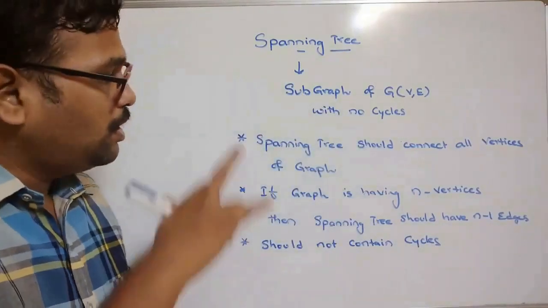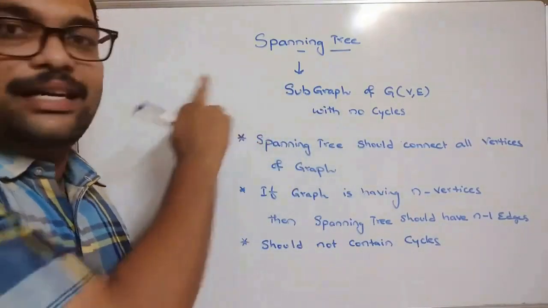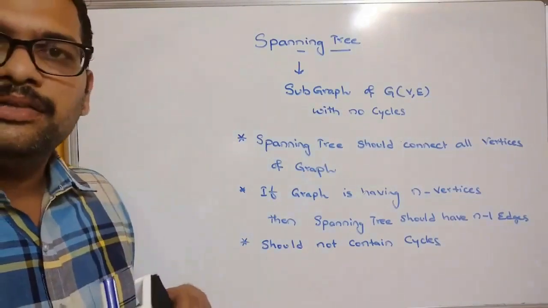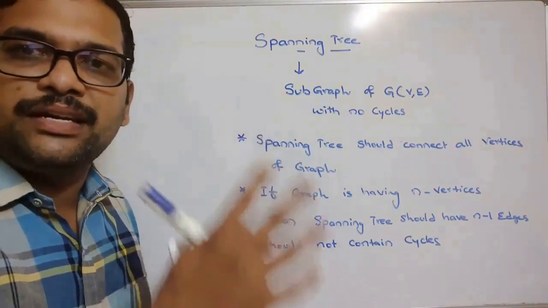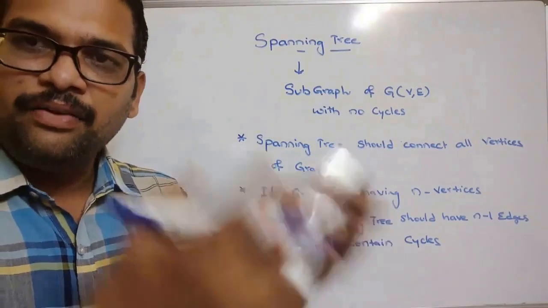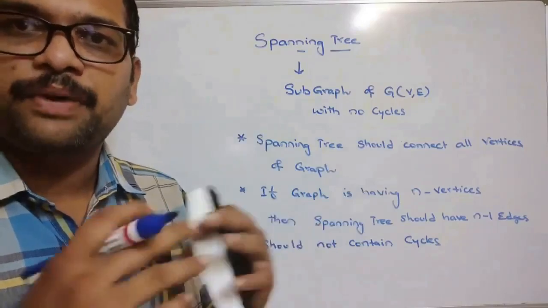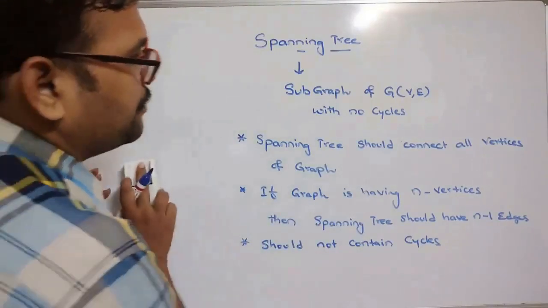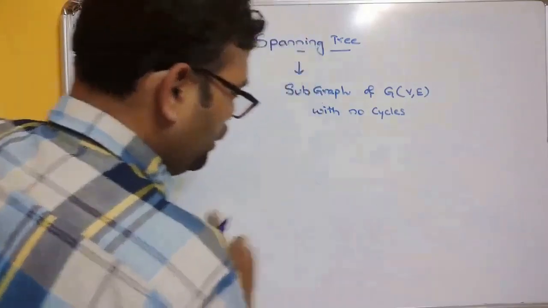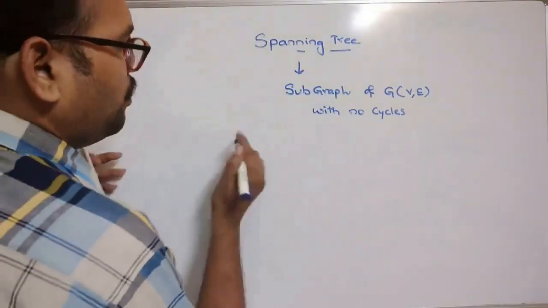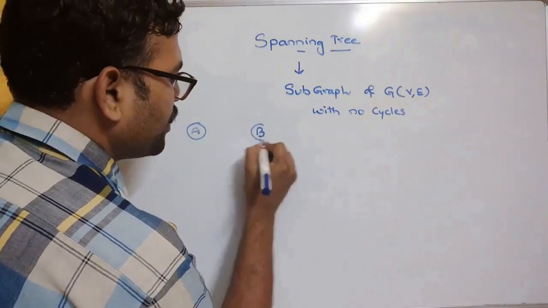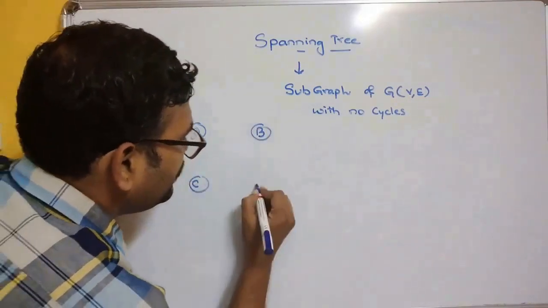So we need to follow these rules while constructing the spanning tree, right? So let us take one example graph, and we'll see how to construct the spanning trees. So first we'll consider the graph, and then we'll construct the spanning trees from that particular graph. We have to follow all the rules, right? So let us take an example with the 4 nodes: A, B, C and D.